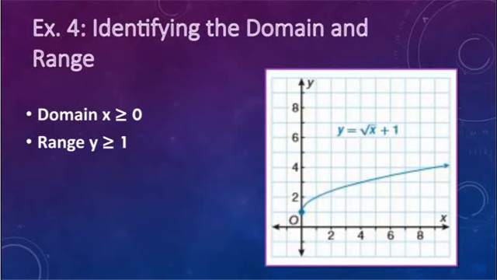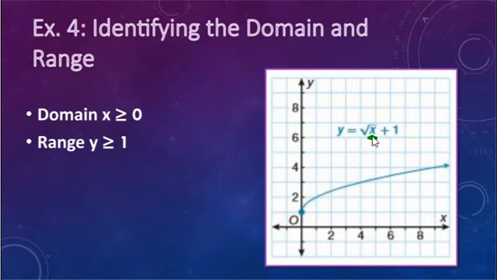Identifying domain and range. Domain is always talking about your x terms. What are the limits that your x can possibly be? The range is always referring to what your y values can possibly be. So in this example, y equals the square root of x plus 1. The domain has to be greater than or equal to 0. And why? Because you cannot find a square root of a negative number.